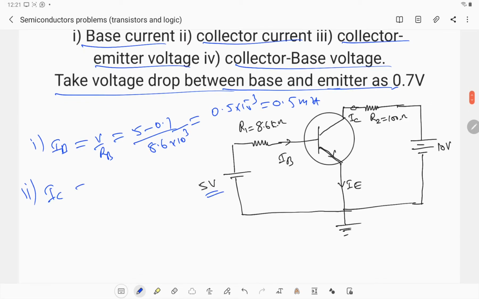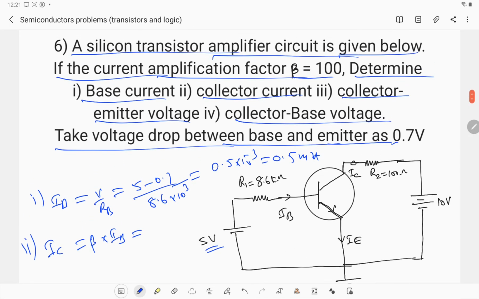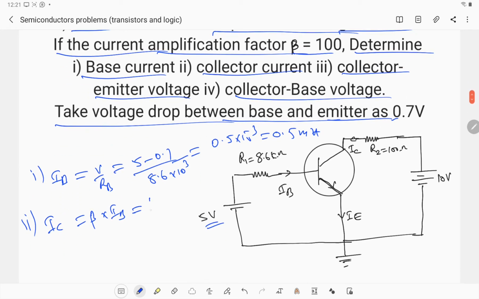The second one is collector current. Collector current is equal to beta times IB. Here beta is given as 100 and IB is 0.5 milliamperes. This becomes 50 milliamperes. This is IC.